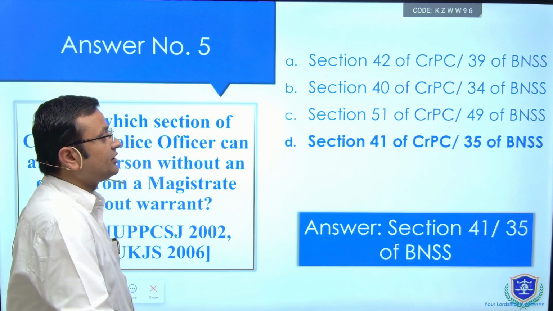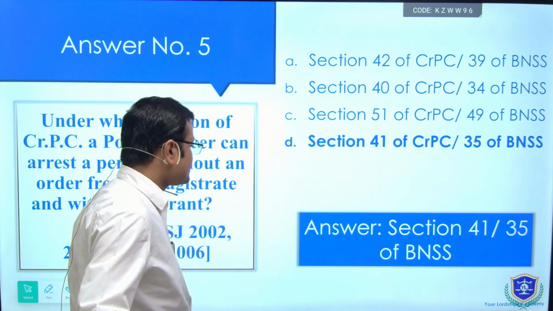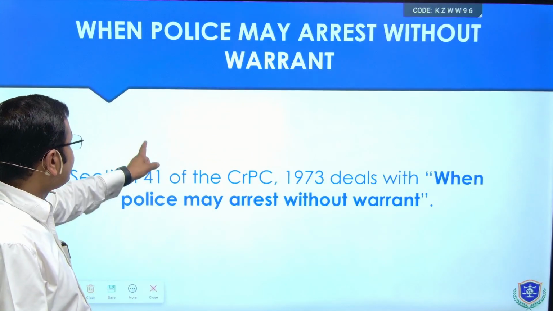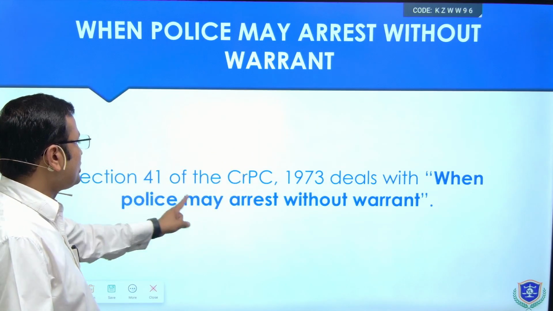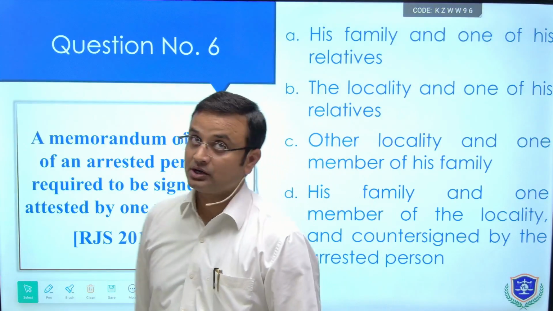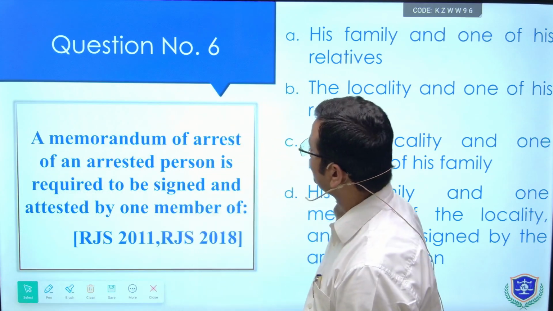The answer is section 41 of CrPC, that is section 35 of BNSS, and see the explanation given there. It says: when police may arrest without warrant. So this is very clear, again very easy, based on just the section number. Let's see the next question, that is your question number 6.